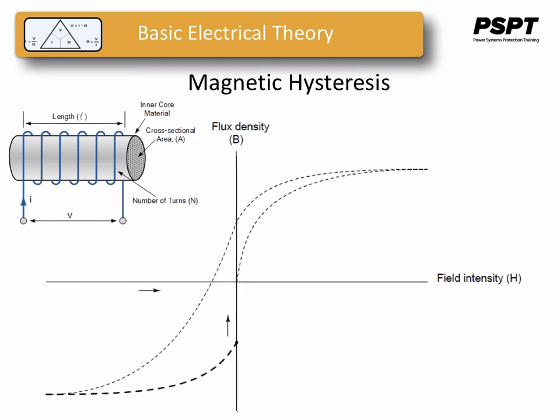Let's stop the current flow again going through the coil, and once again, due to the natural retentivity of the material, it will hold the magnetic flux with no power applied to the coil, except this time it's in the direction opposite to that of the last time when we stopped current flowing in the coil.